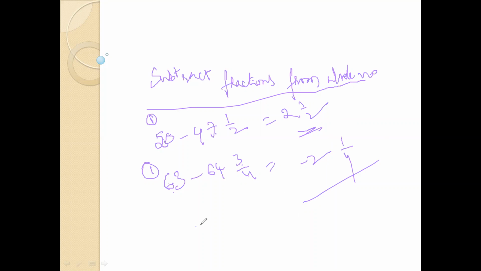Now suppose the fraction is other than these: 59 minus 57 4/5. Here we take one as carry: 59 becomes 58, 58 minus 57 is 1. 1 minus 4/5 means simply 5 minus 4, which is 1/5. In this way we subtract fraction values from whole numbers. Four of you gave correct answers. Very good.